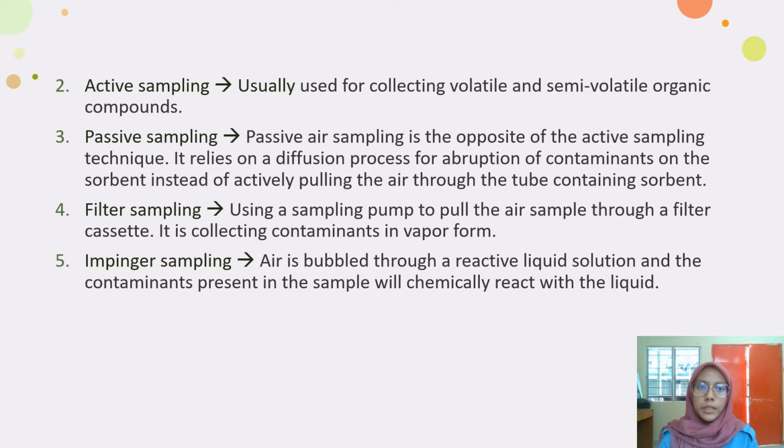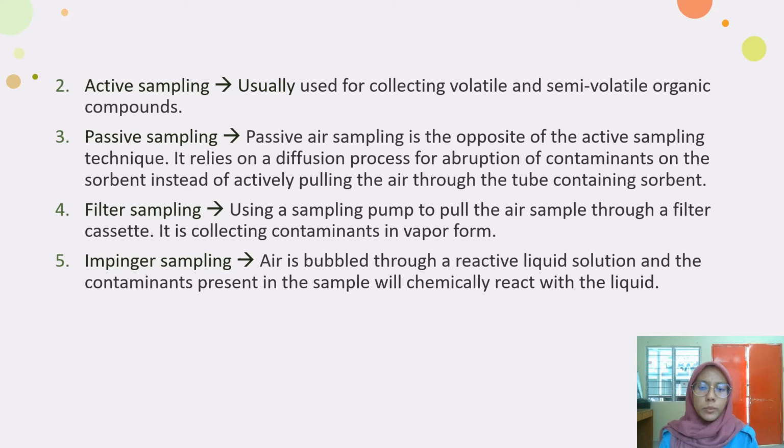Second is active sampling. It is usually used for collecting volatile and semi-volatile organic compounds. Next is passive sampling. Passive sampling is the opposite of the active sampling technique. It relies on a diffusion process for absorption of contaminants into the solvent instead of actively pulling the air through the tube containing solvent. Next is filter sampling.